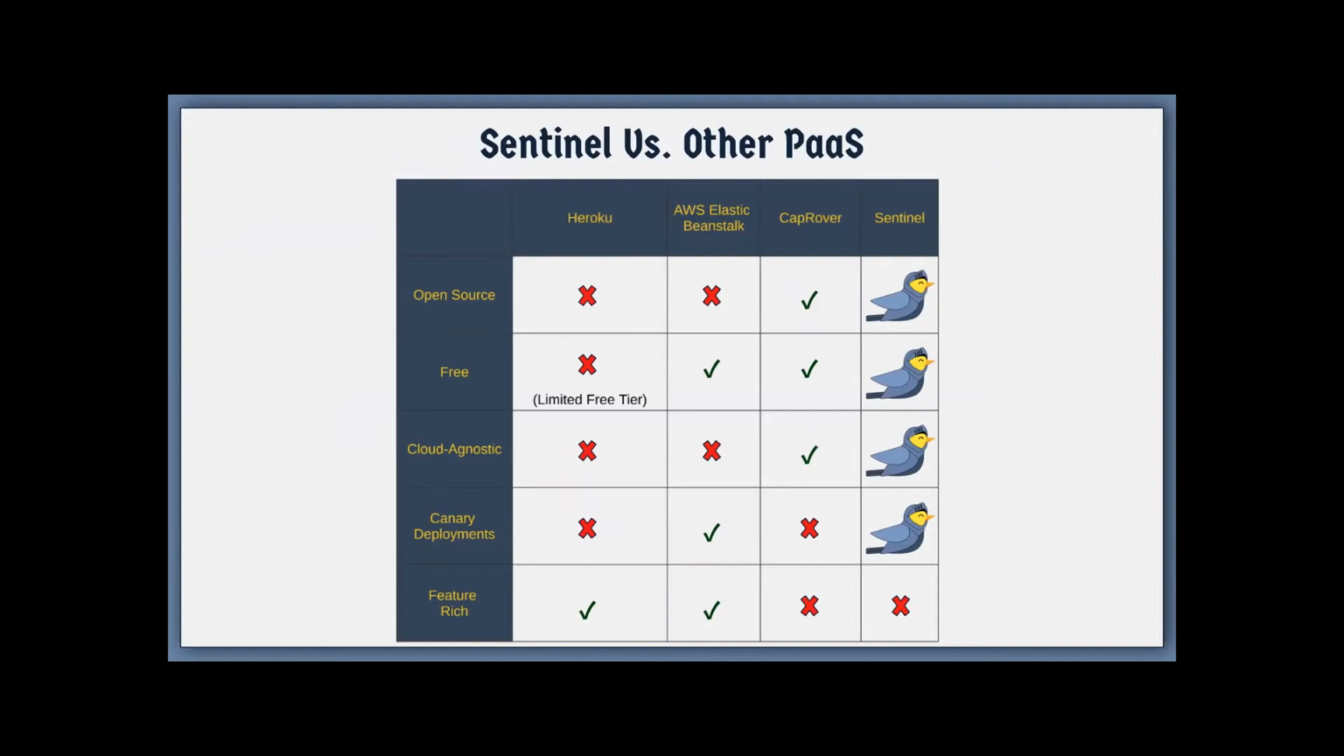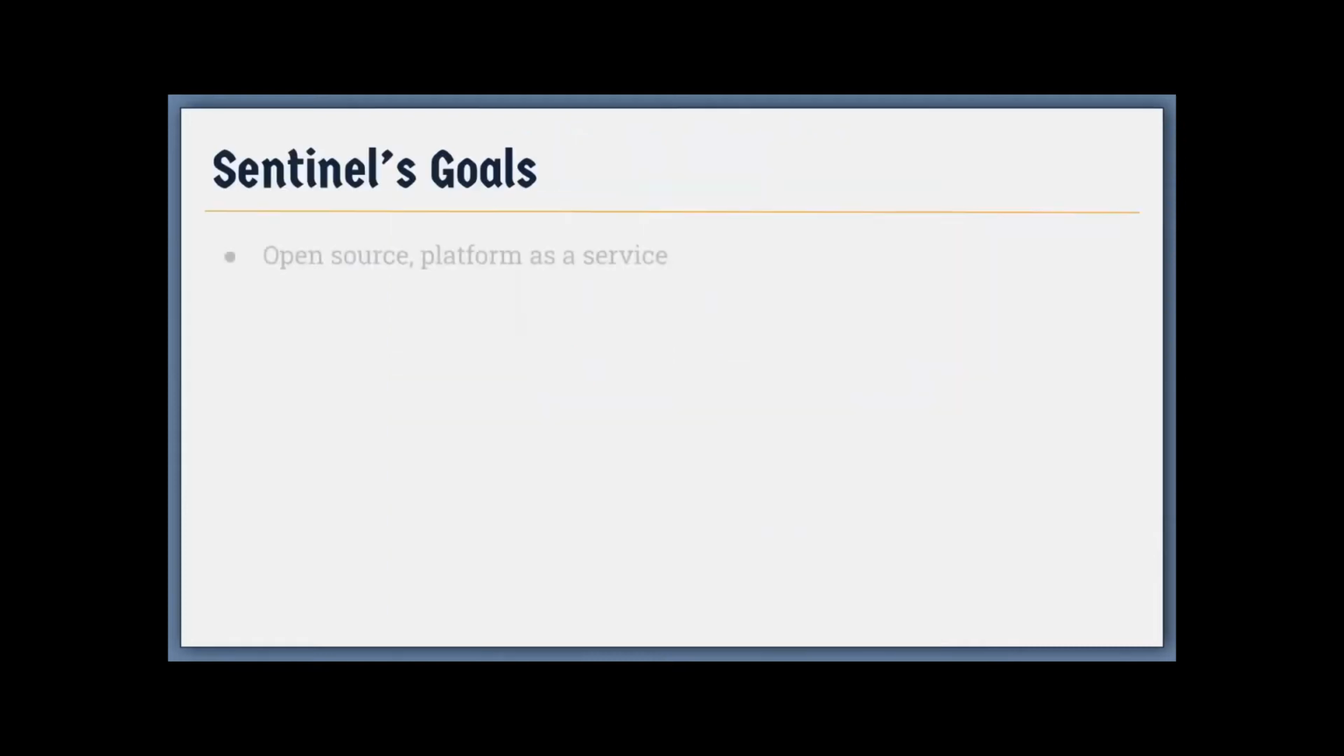Now, the big trade-off is that you'll give up many of the support and features that a closed source option offers. In summary, the benefits of an open source platform as a service are more flexibility and lower cost, but it sacrifices many of the features and support you get from a closed source alternative. And Sentinel aims to address these shortcomings. Now, when we set out to build Sentinel, we had a few things in mind.